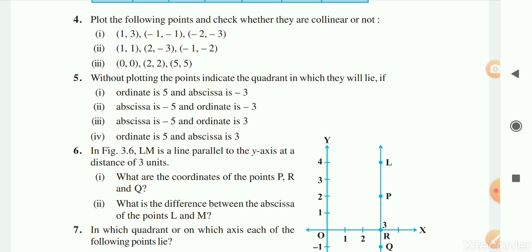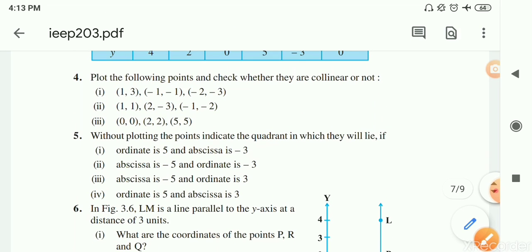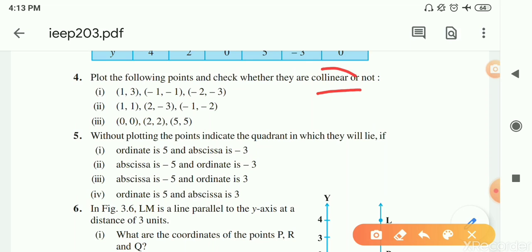So let us discuss question number 4. Here we have to plot the points and check whether these are collinear or not. First of all let me tell you what this word collinear stands for. Collinear means if more than 2 points are lying on the same straight line, then these points are called collinear points, and if they are not lying on the same line, we can say these are not collinear. To solve this question, let us draw a graph.